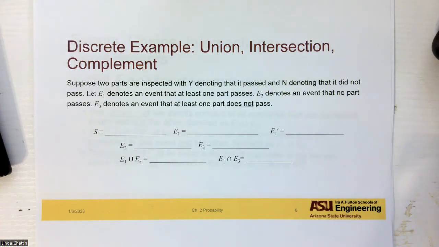So let's demonstrate these concepts a little bit. Suppose we've got two parts. Let's say they're identical parts. We're going to say Y if the part passes, and N is going to denote that it does not pass. So E1 will be the event that at least one part passes, E2 will denote the event that no part passes, and E3 will denote the event that at least one part does not pass. Ooh, well, think about that one for a minute.